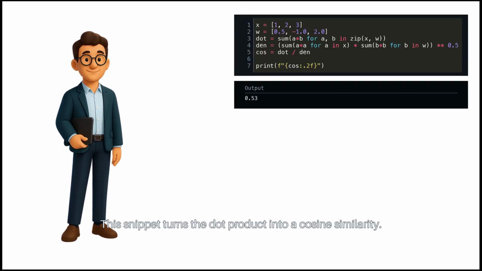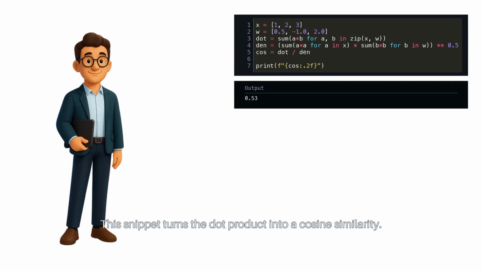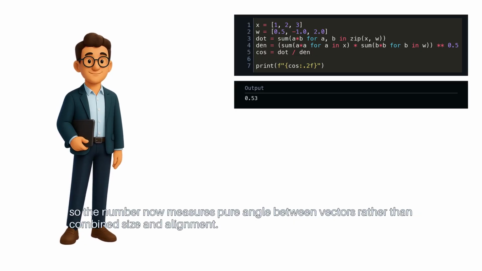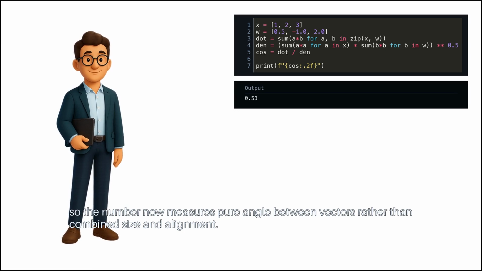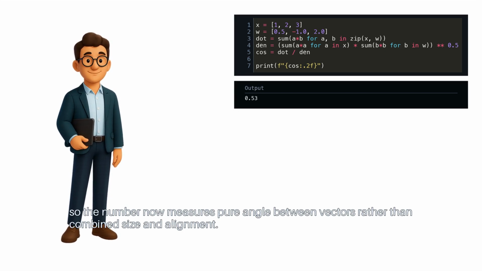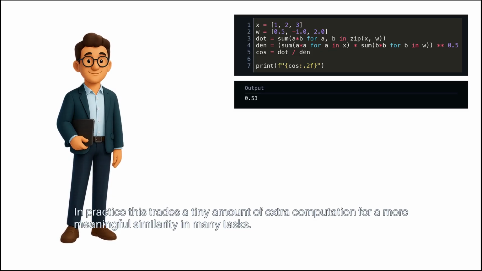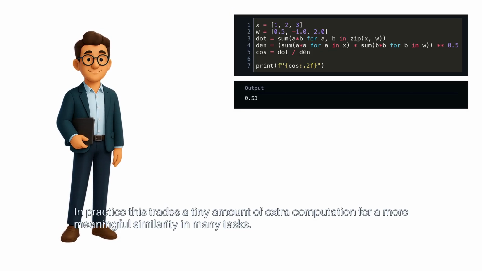This snippet turns the dot product into a cosine similarity. This snippet normalizes each vector to unit length before computing the dot, so the number now measures pure angle between vectors rather than combined size and alignment. In practice, this trades a tiny amount of extra computation for a more meaningful similarity in many tasks.